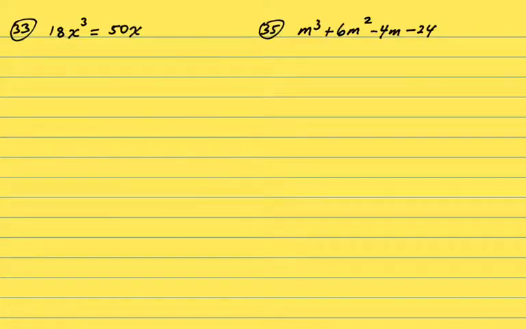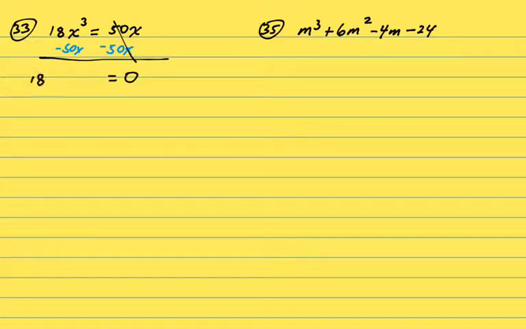Okay, I was also asked 33. Notice this is an equation. 33 you can actually solve. So to solve it, I'm going to make it equal 0 by subtracting 50x from both sides. Now the right side is going to equal 0.